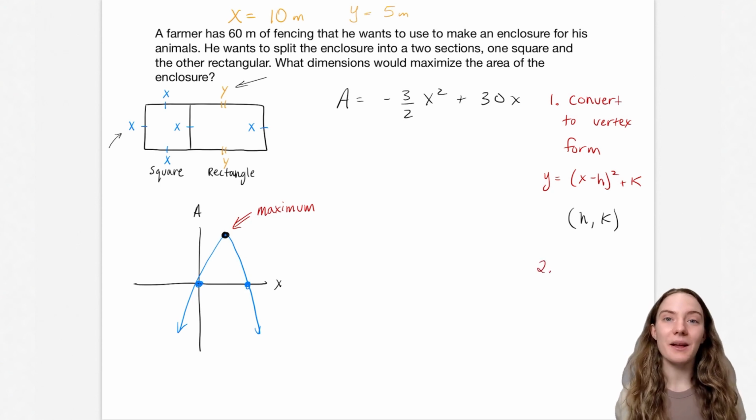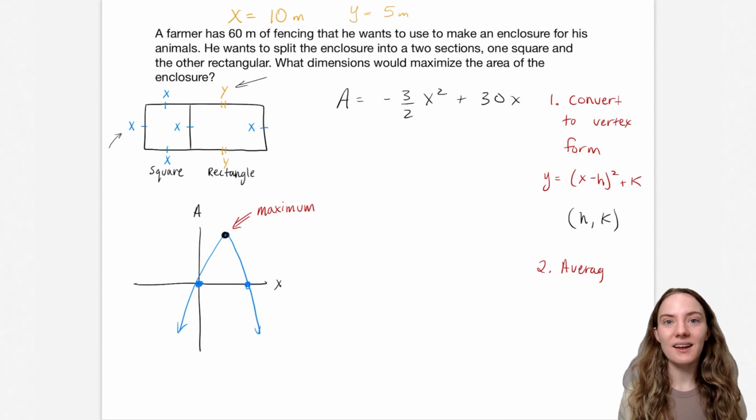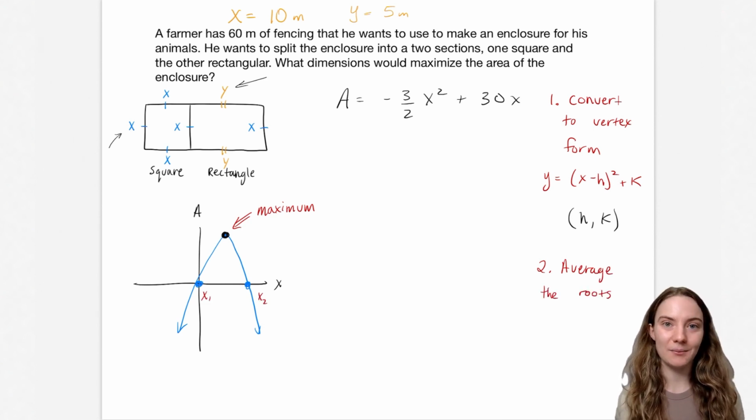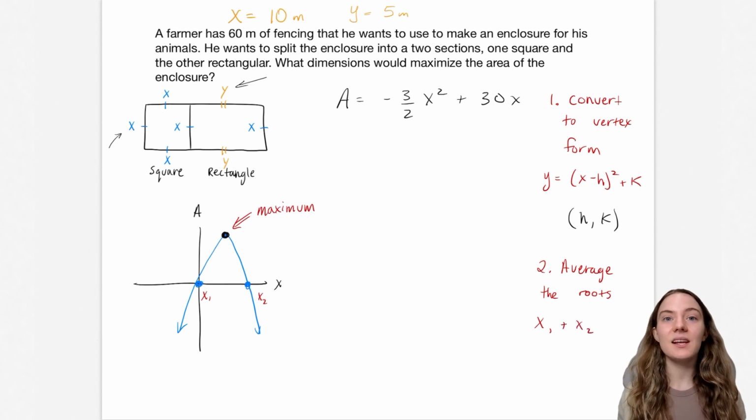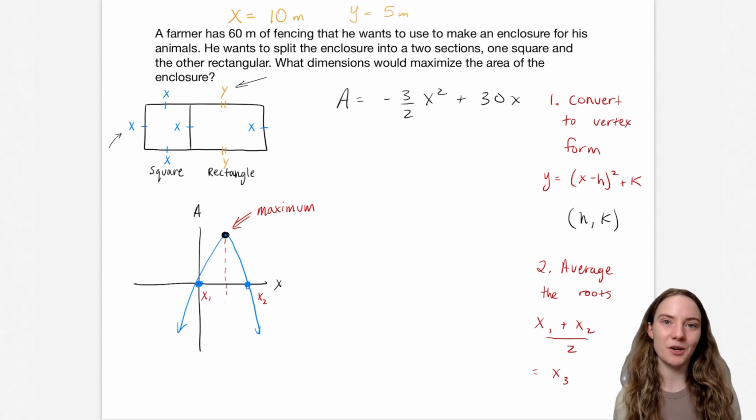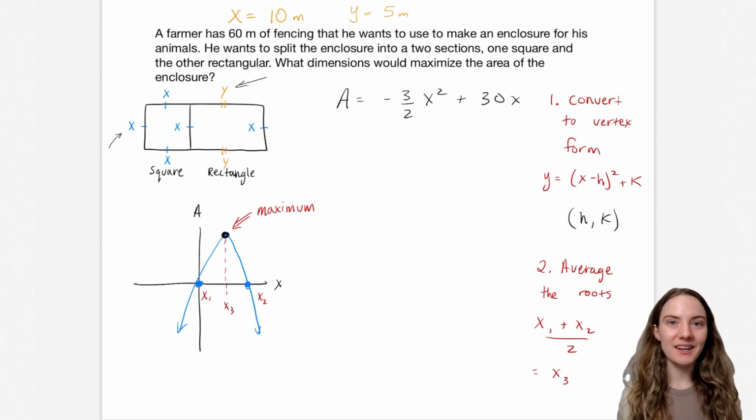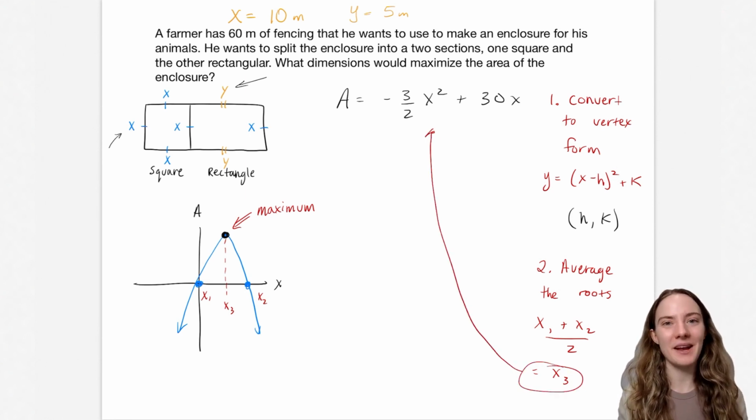And there's another method we could have used. We could have taken this quadratic equation and we could have solved for our roots, so our x-intercepts. Then we could have taken the average of the x-intercepts, and this would have given us the axis of symmetry. The axis of symmetry occurs at the maximum point. So we could have used that to find the maximum area.